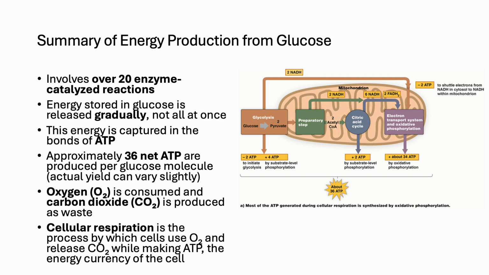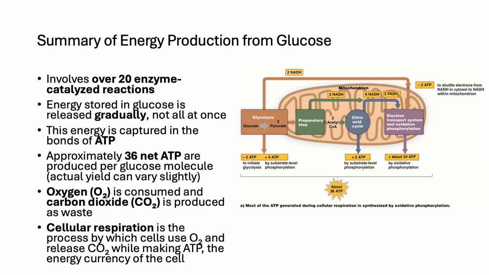Cellular respiration involves over 20 enzyme-catalyzed reactions that work in sequence to gradually release the energy stored in glucose. If all this energy were released at once, it would be wasted as heat. Instead, cells capture it in manageable amounts, storing it in the bonds of ATP. From one glucose molecule, the theoretical net yield is about 36 ATP, though the exact number may vary. Along the way, oxygen is consumed and carbon dioxide is released as waste.